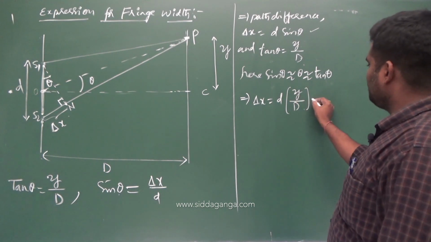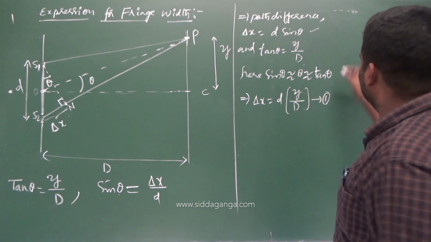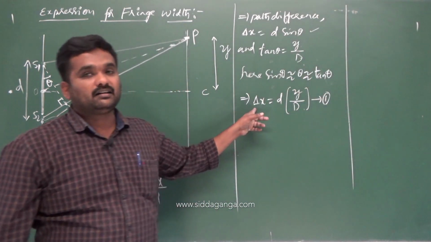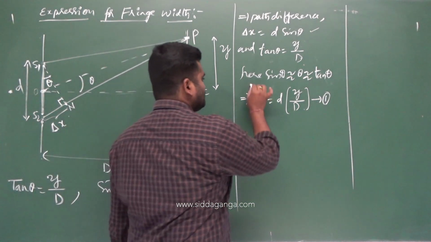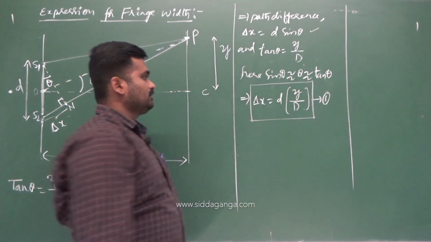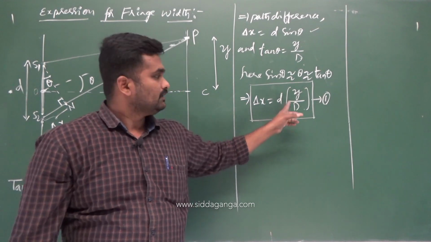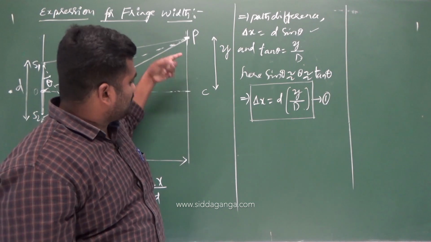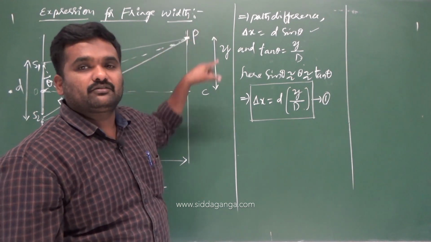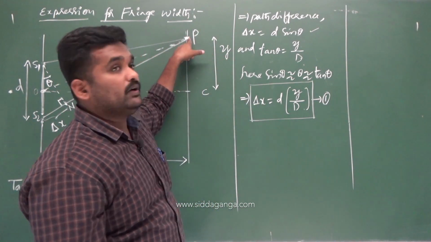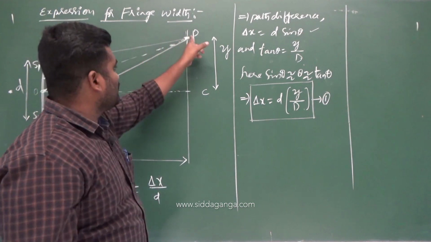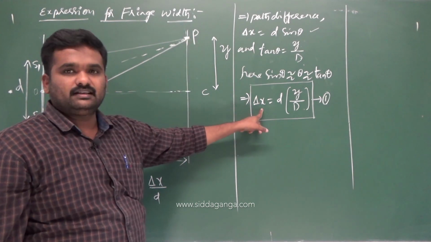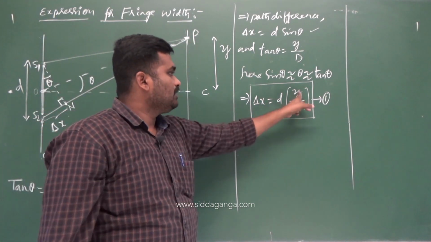Let this be equation number 1. This is the expression for path difference we have written, the relation for path difference in terms of the given parameters. What are the given parameters? Slit width, and the distance from the central bright fringe to the point where you need to find the path difference. All the waves reaching this point will have a path difference of how much? This much: delta x equals d into y by capital D.